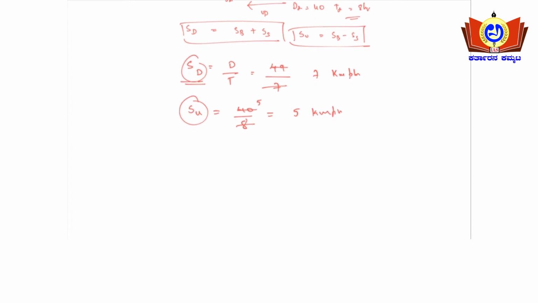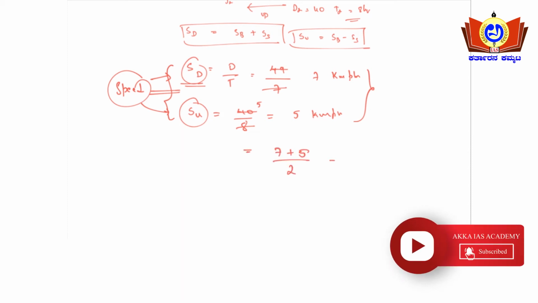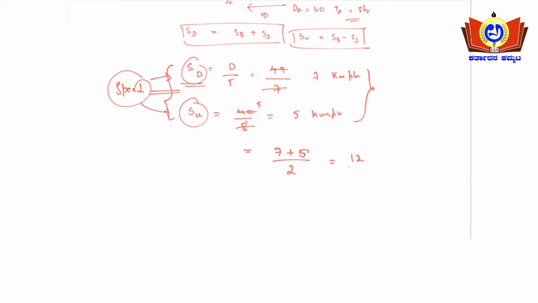Okay, in both the cases the speed of the stream has been added here and subtracted here. So what you need to do is take the average here. What is the speed of the boat in still water? That will be equal to 7 plus 5 divided by 2, that is 12 divided by 2, that is 6 kilometers per hour. This is a very simple question, so option C is the answer here. Moving on to the next question.